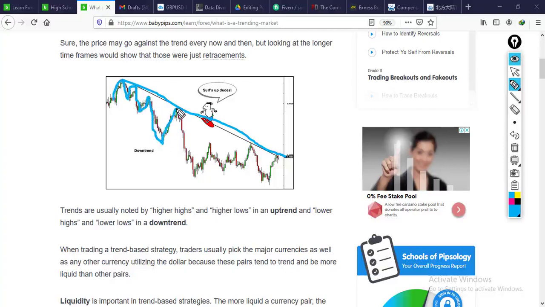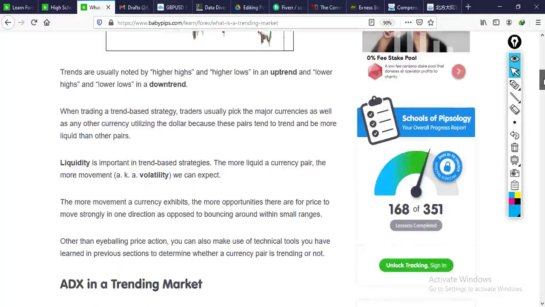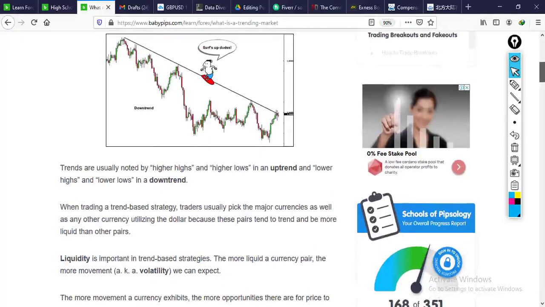It will come up again, ultimately it will come down, to come up again, down, and this is just the movement of the price. So in the long run, if you look at it, you see that price is really taking a downward slope. So this is a downtrend market. This is how we know we are in a trending market, and in the chart we're looking at, it's a downtrend market.